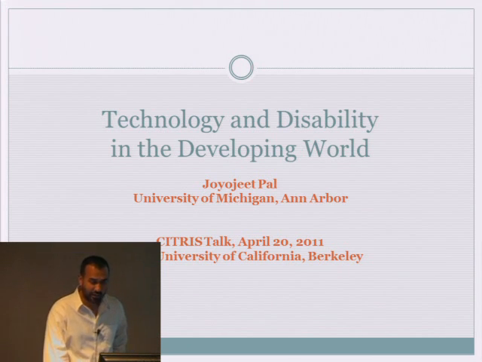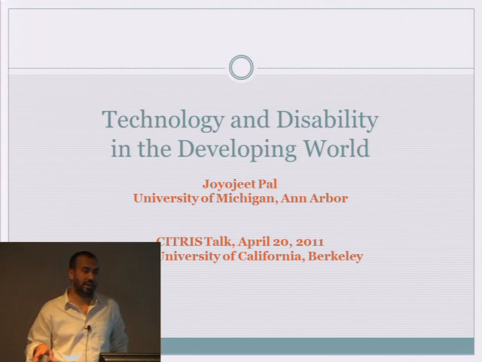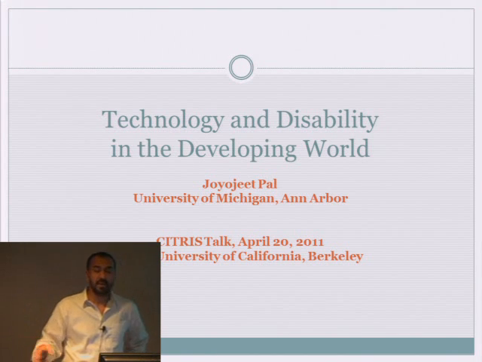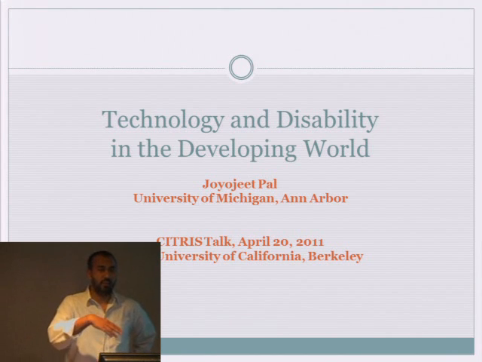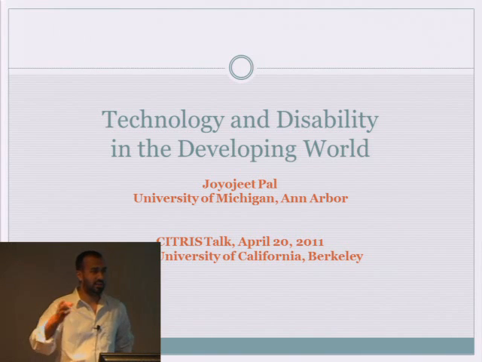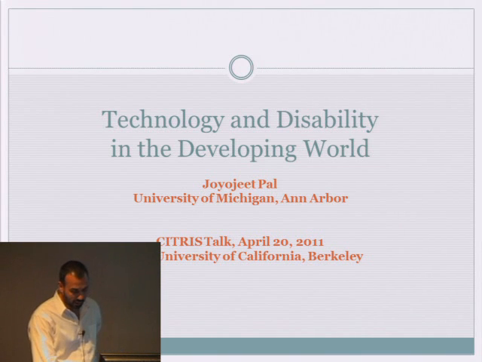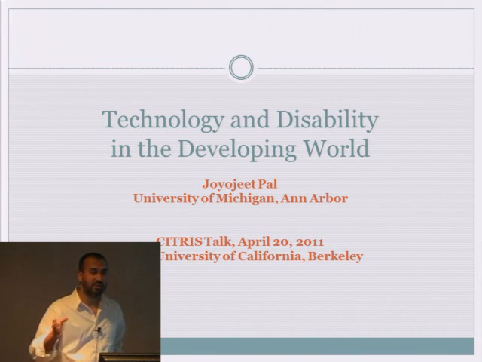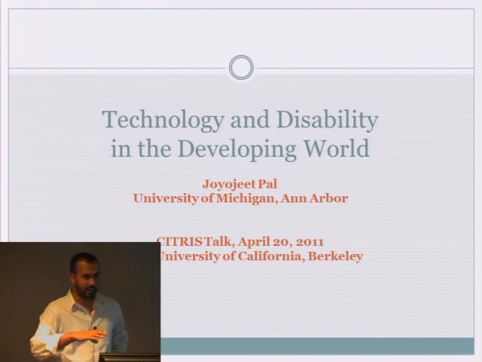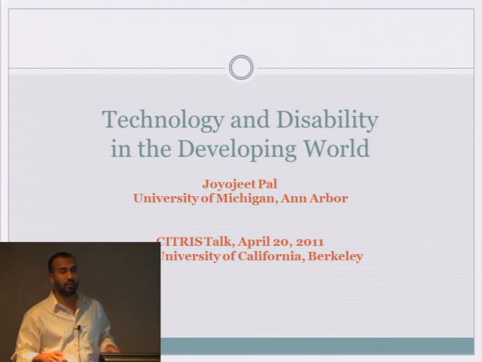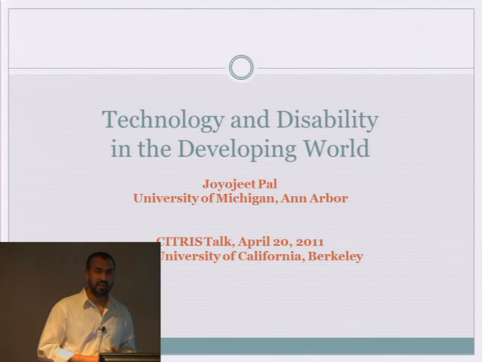So I'm going to be talking about technology and disability in the developing world very much within the context of ICT&D. And I'm going to assume that most of the people here, especially given this is a CITRIS talk, are familiar with the general ideas of technology and development and how work around accessibility and assistive technology fits in within the ICTD frame.